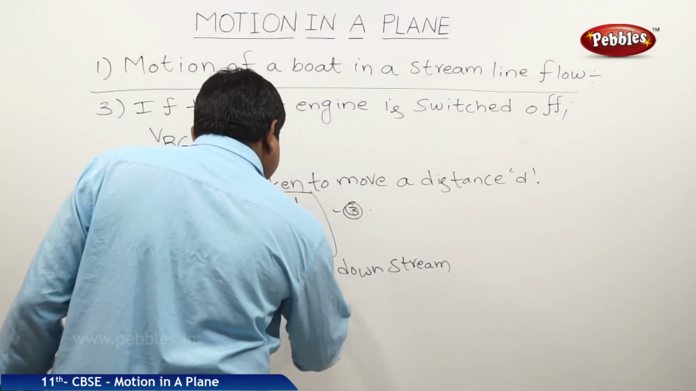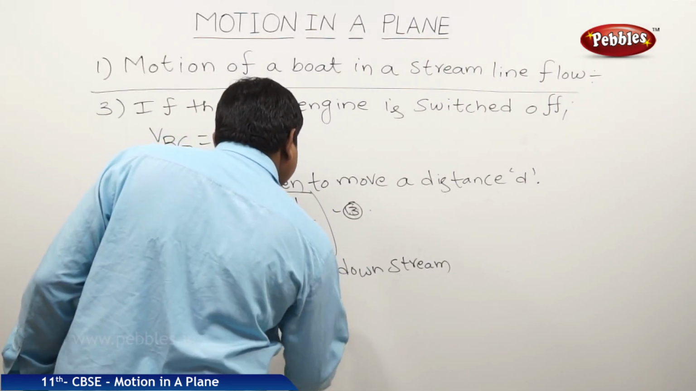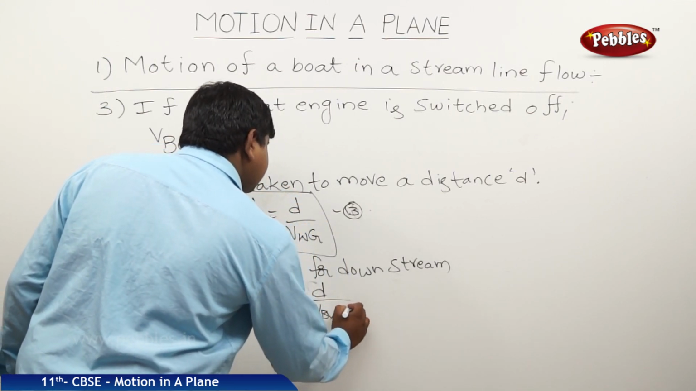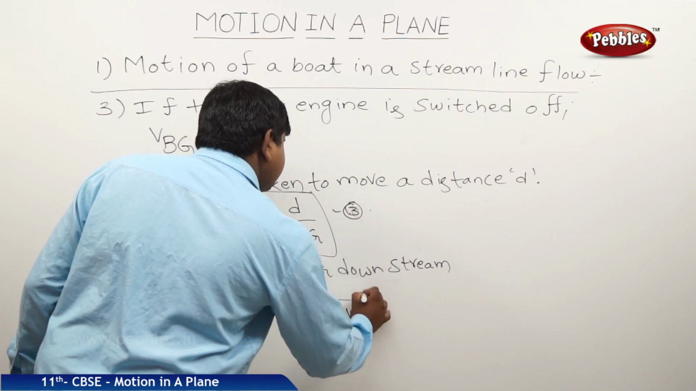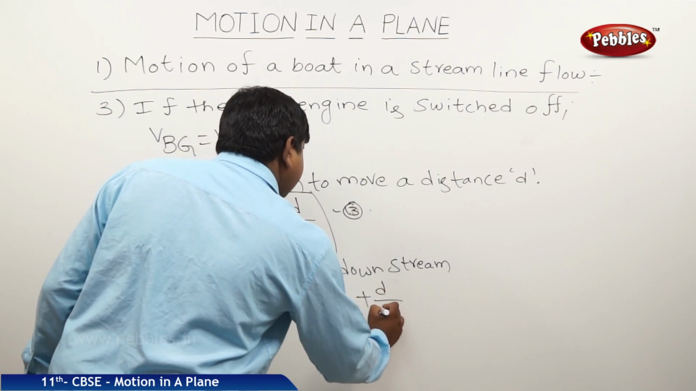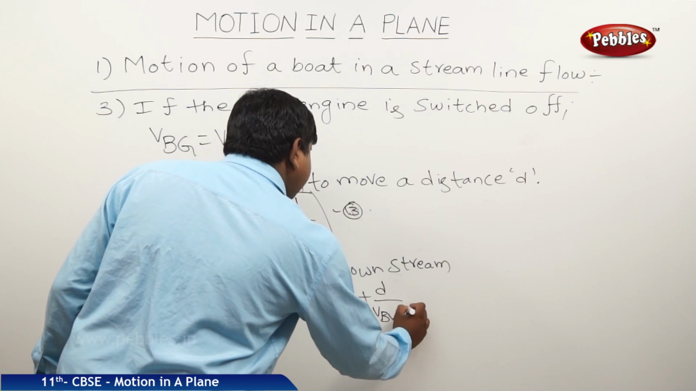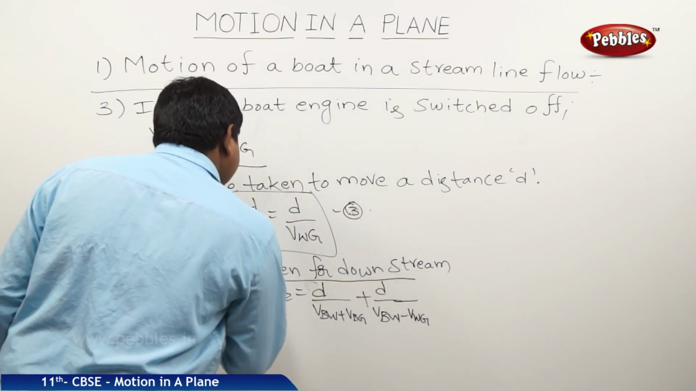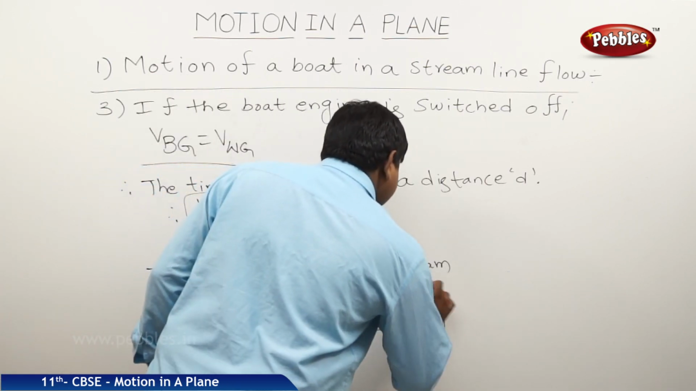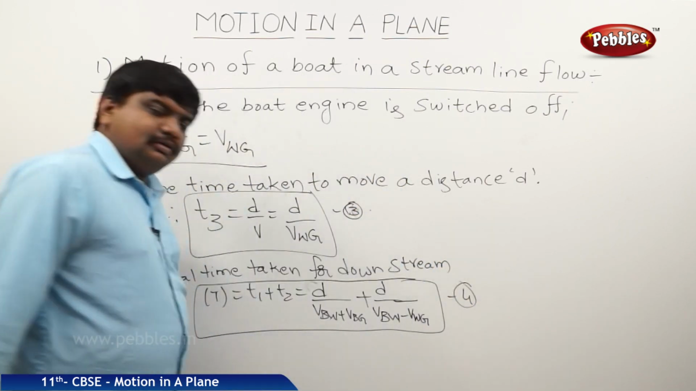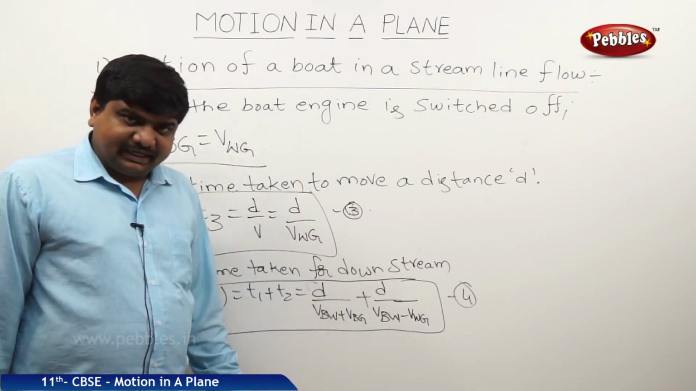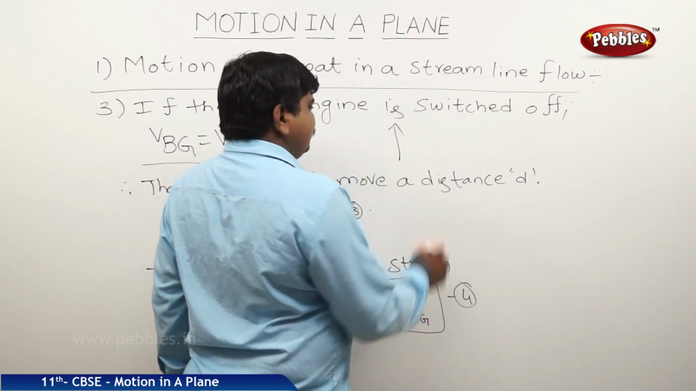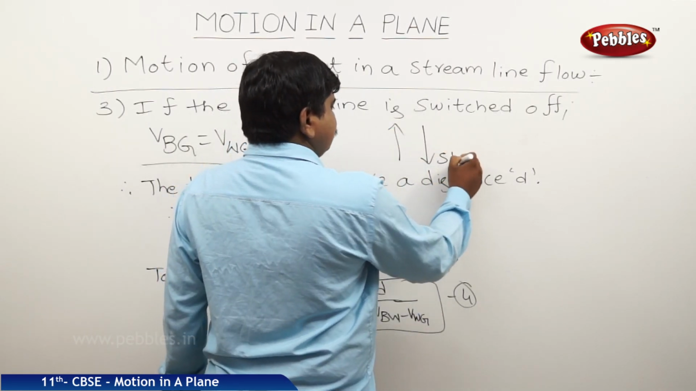So therefore t1 is equal to d by vbw plus vbg, plus d by vbw minus vwg. This is the total time taken to travel the distance, meaning going into the water and coming back to the shore.